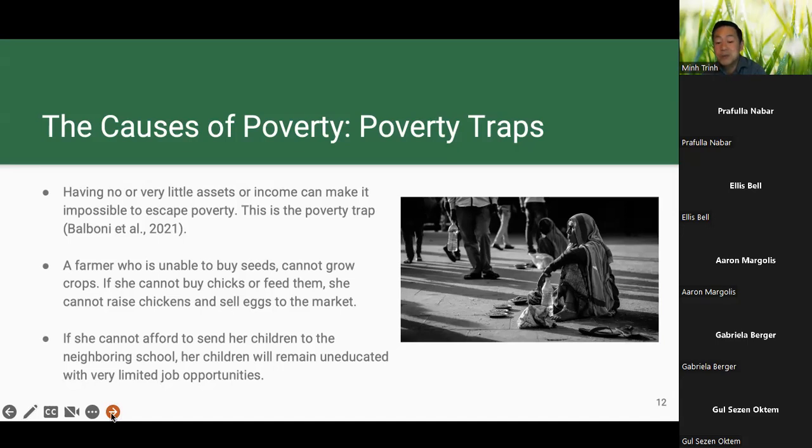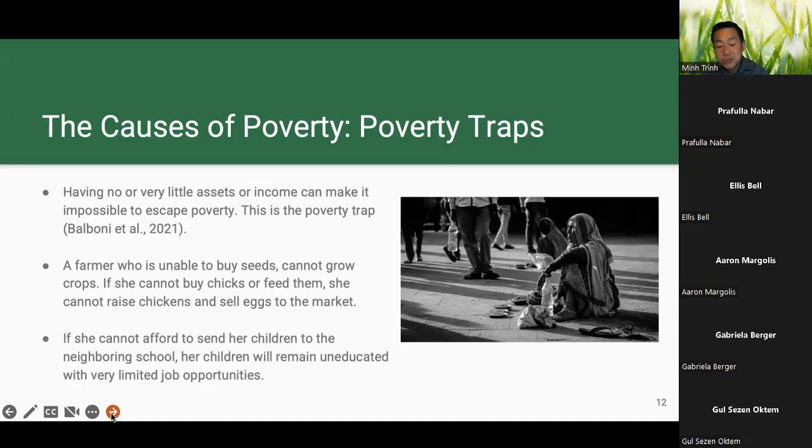For instance, a farmer needs a bit of resources to buy seeds, so she can plant them, and then have a harvest and have things to sell in the market. No seed, no crops, no income, no money. If you do livestock, you have to buy chicks, and feed the chicks, to raise chickens, sell eggs, and so on. You need that initial resources. So you start with zero, nobody is helping you, no loans, nothing. It's very difficult to escape.